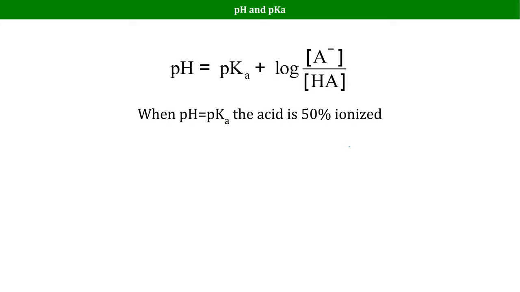However, the other way of thinking about this is if pH equals pKa, that means this term has to be equal to zero for that to happen, right? And how do you get log of something to be equal to zero? Log of one is equal to zero, right? The only way you can get log of one is if the top of this fraction equals the bottom of this fraction. Which means if pH equals pKa, you've got a 50-50 mixture of the protonated and deprotonated form.